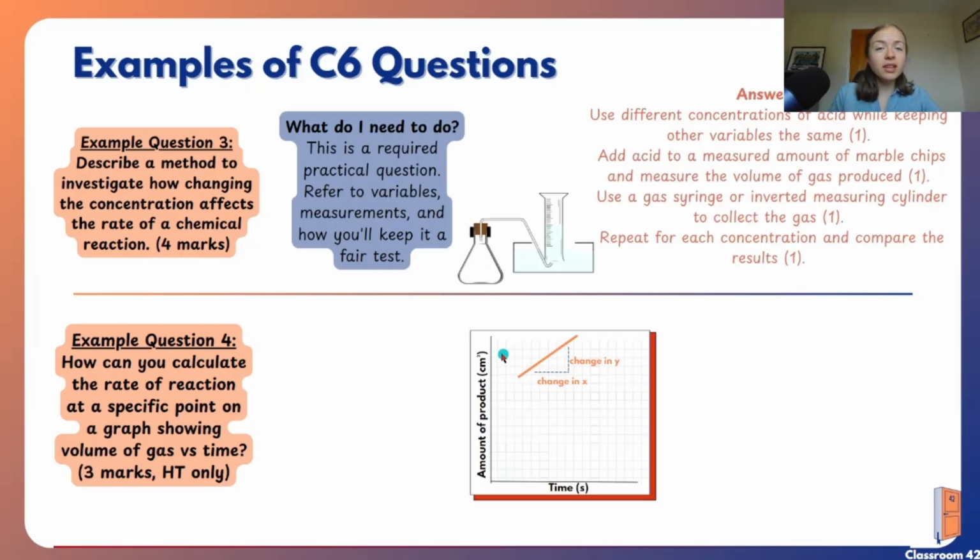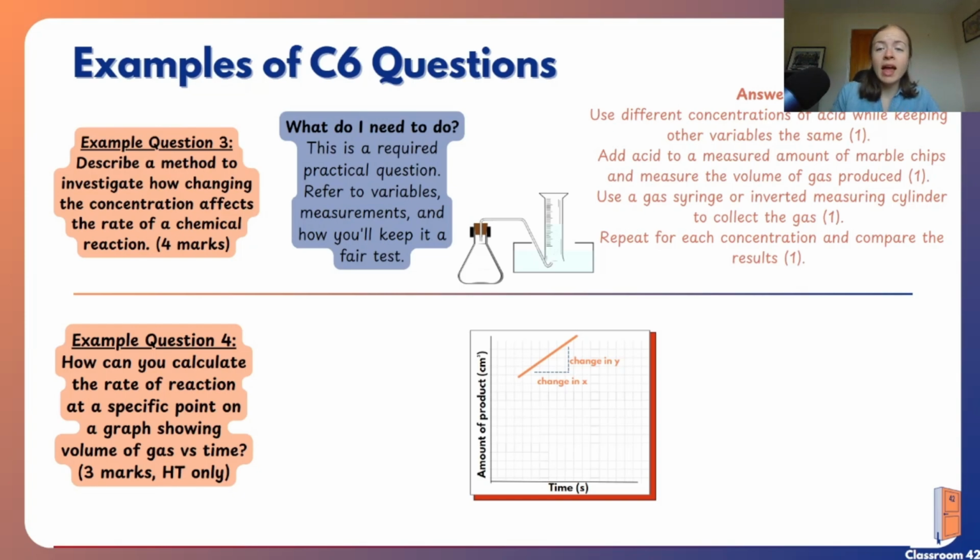So for this answer, I would say something along the lines of: use different concentrations of acid while keeping the other variables the same. So we're going to have concentration as our independent variable. Add acid to a measured amount and measure the volume of the gas produced. So that's talking about what we're doing to obtain a measurement. And then use a gas syringe, again referring to our equipment, or an inverted measuring cylinder to collect the gas, and repeat for each concentration and then compare the results. So there are many more things you could say in this answer to describe a method, but because it's only 4 marks, we only need to be making 4 key points.